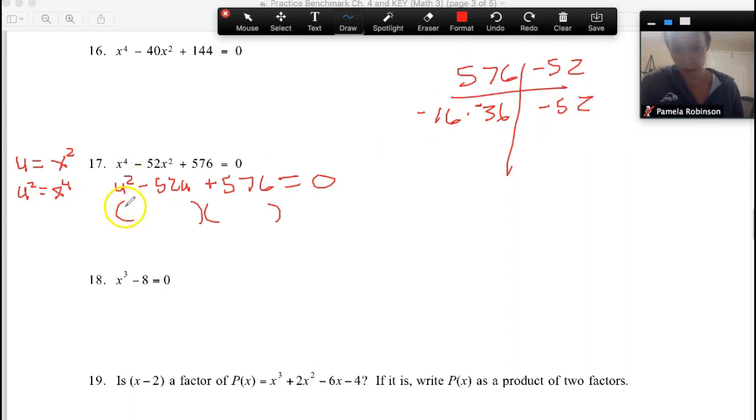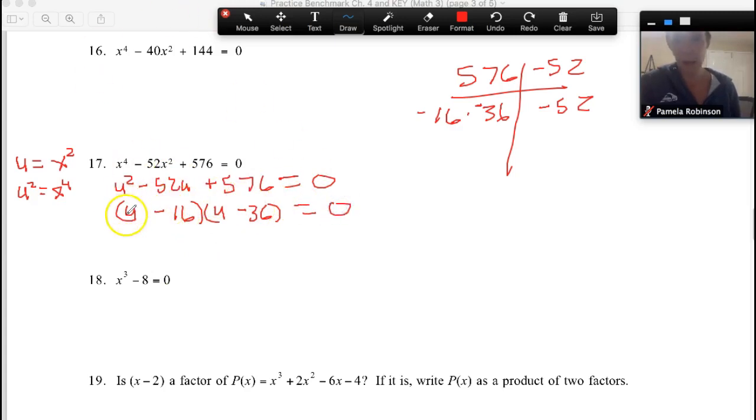So we're going to go here to u minus 16 and then u minus 36. These two multiply to make this. This middle term adds, and this middle term adds to make this. So that's set equal to 0.